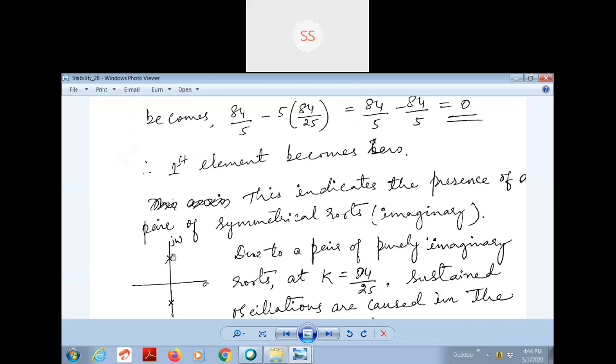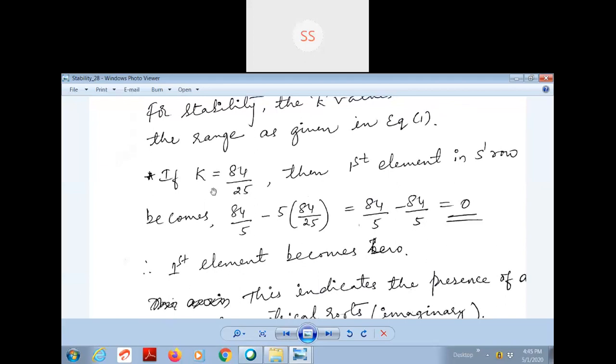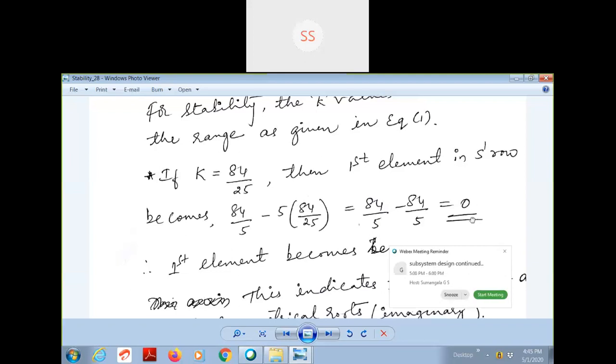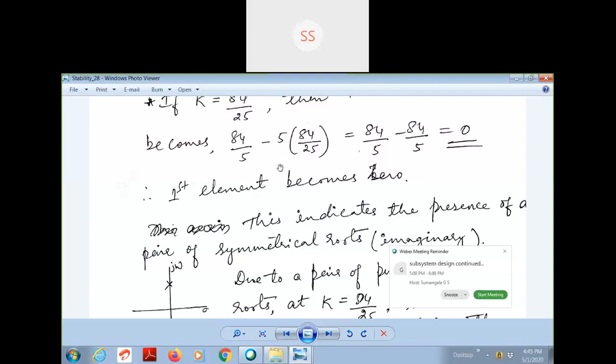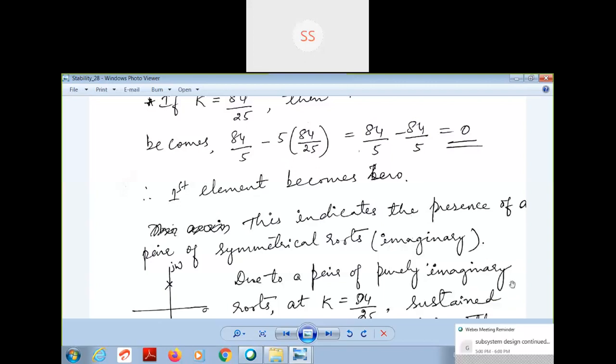When will the roots become plus or minus j omega? Whenever our k value is exactly equal to 84 by 25. If the k value is less than 84 by 25, then the nature of the roots will be different. The roots will be present on the LHS, therefore the system will be stable. But now the limiting condition we are checking is when k is exactly equal to 84 by 25.